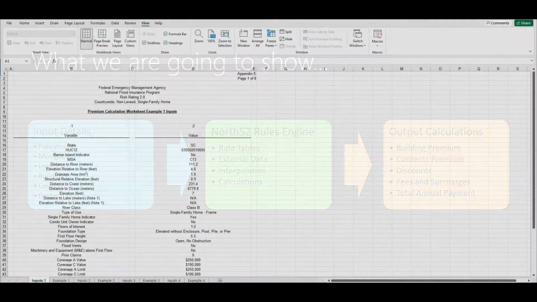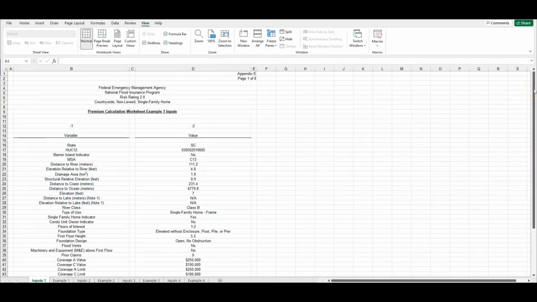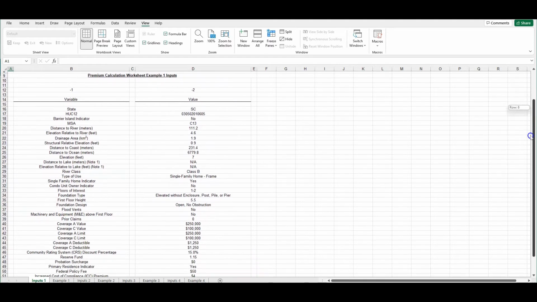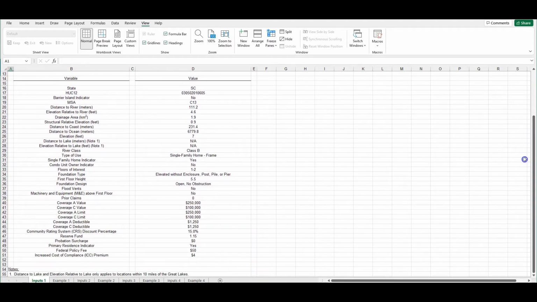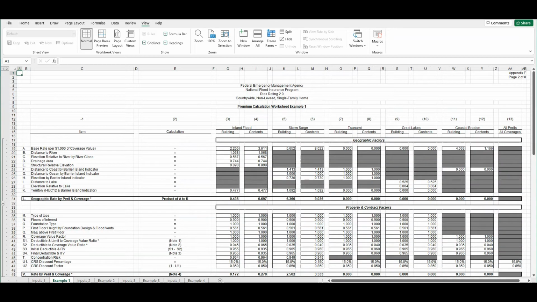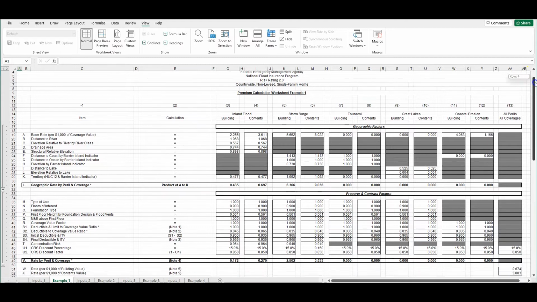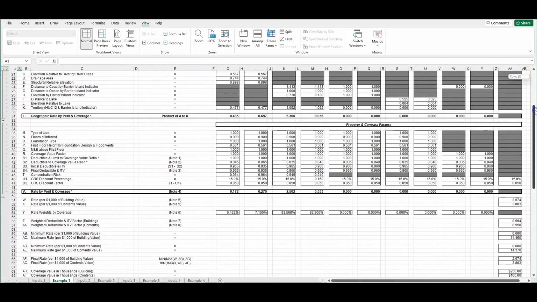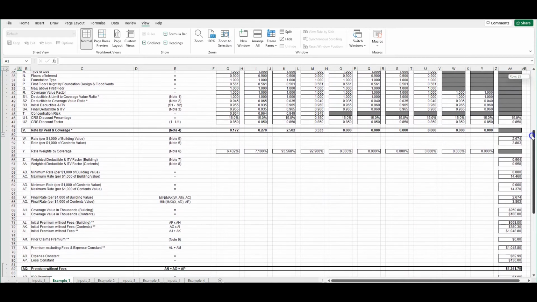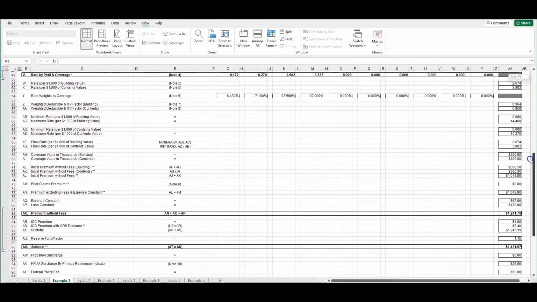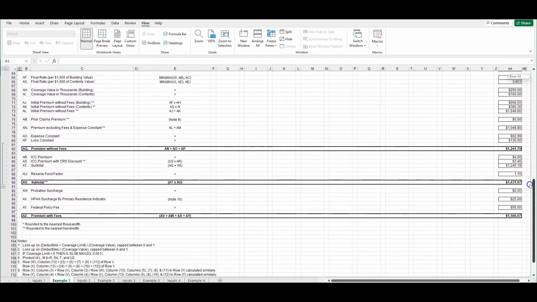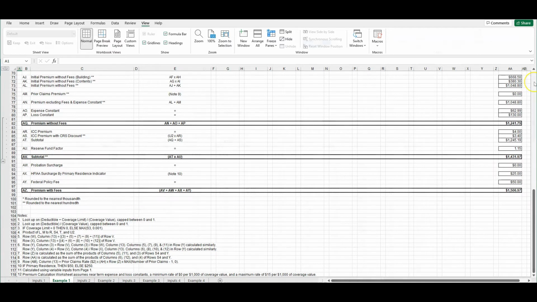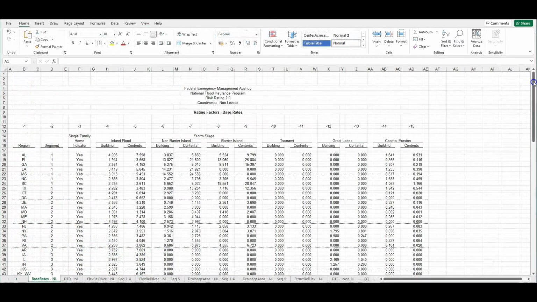There are a significant number of rules used in calculating premiums, which are defined in several technical documents on the FEMA.gov website. One of the documents is the premium calculation worksheet examples. This provides a reference that we can check calculations against. We have analyzed and translated these rules into decision tables and xCache data tables to allow for automated calculation of the appropriate premium. Let's first take a look at the rating tables.